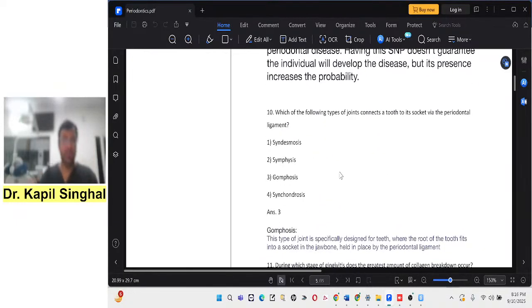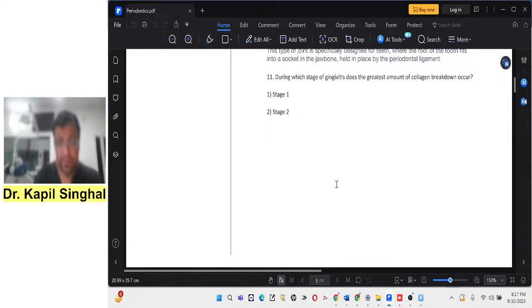Next question is, which of the following types of joints connects a tooth to its socket via PDL? Anyhow, it's an anatomy question, but still, the joint that helps to attach the tooth to the socket with PDL is known as gomphosis.